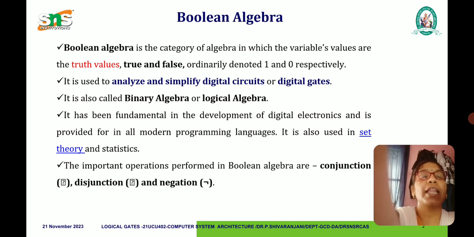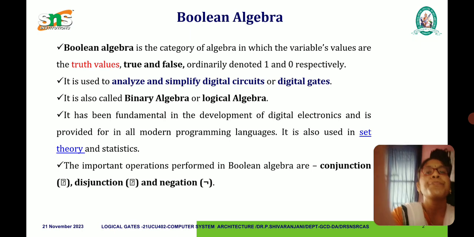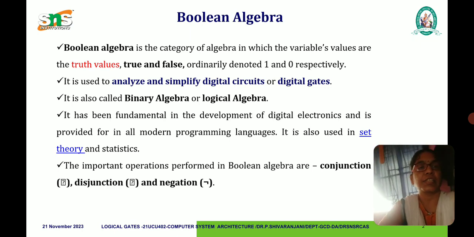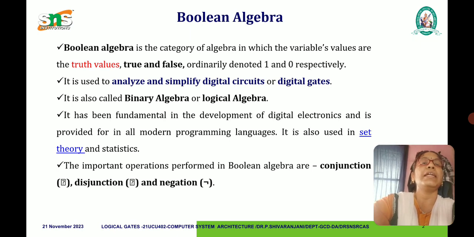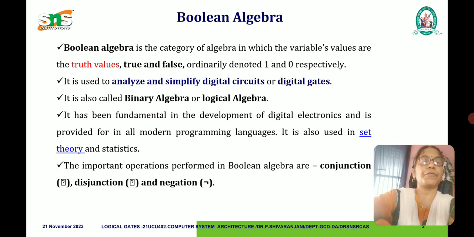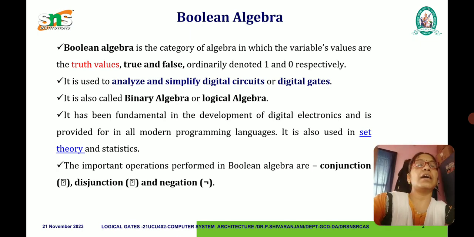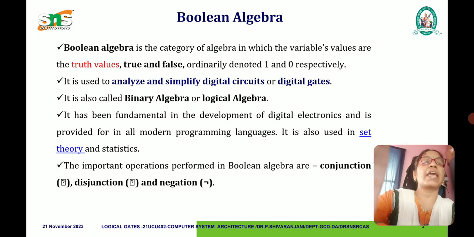algebra or logical algebra. It has been fundamental in the development of digital electronics, and in all modern programming languages. It is also used in set theory and statistics. The important operations performed in Boolean algebra are conjunction, disjunction, and negation.